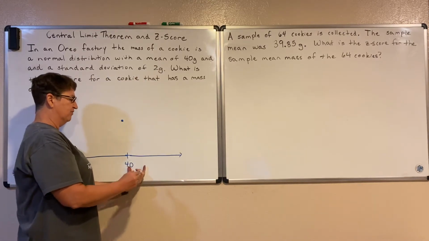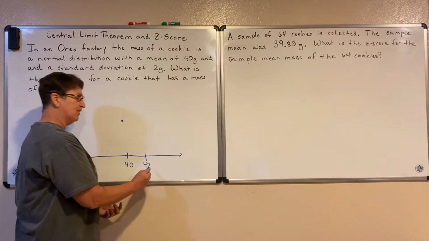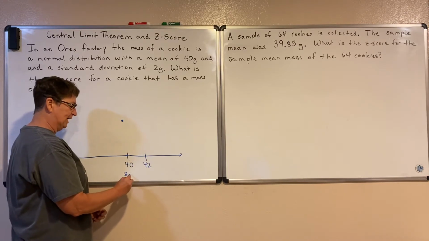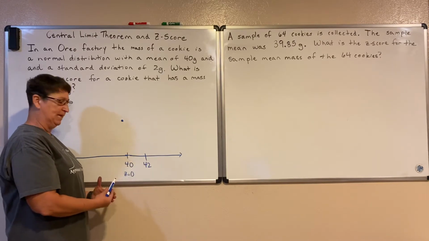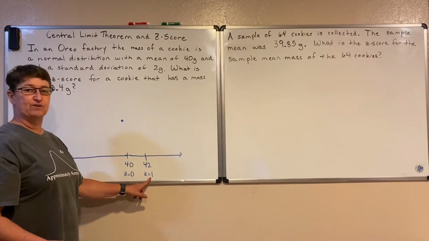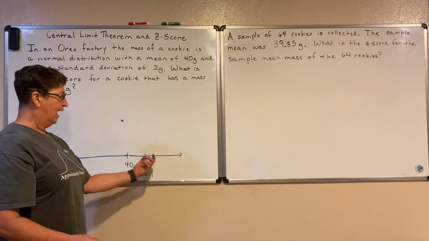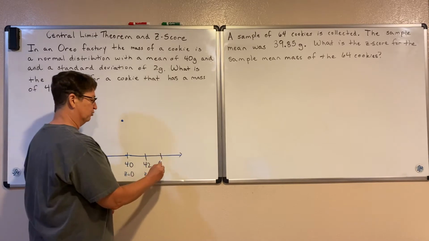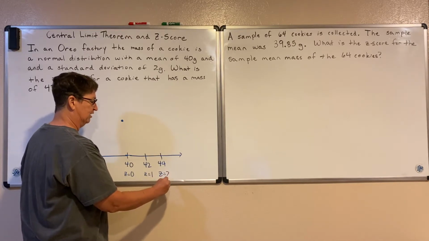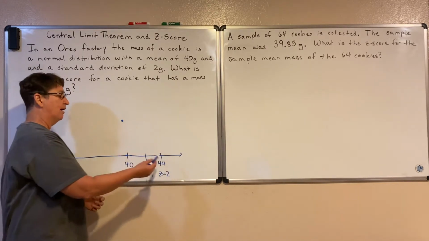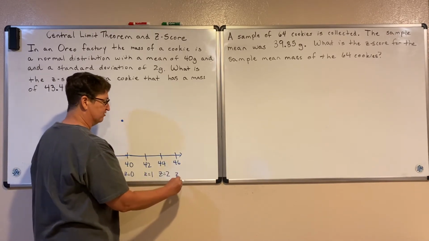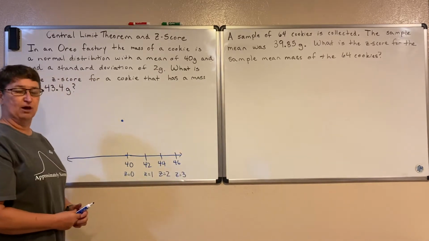Above the mean, at 42 grams, that's 1 standard deviation above the mean. We say that the z-score of our mean is 0. We're right at the mean. The z-score for 42 is 1 because that's 1 standard deviation above the mean. I'm going to add another standard deviation so that we're sitting at 44 grams. That is 2 standard deviations above the mean, so that z-score is 2. I'm going to do that one more time, add 2 on, and that is 3 standard deviations above the mean.